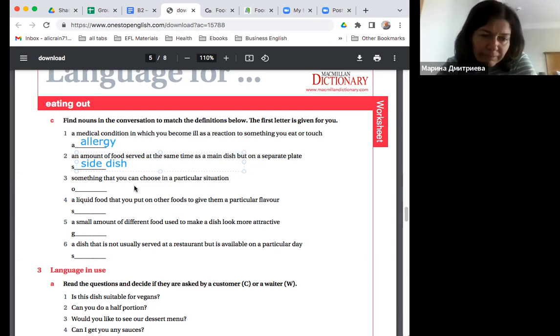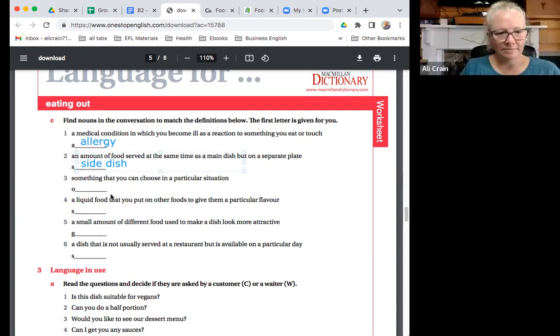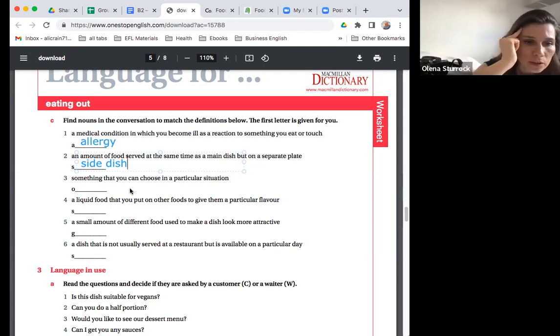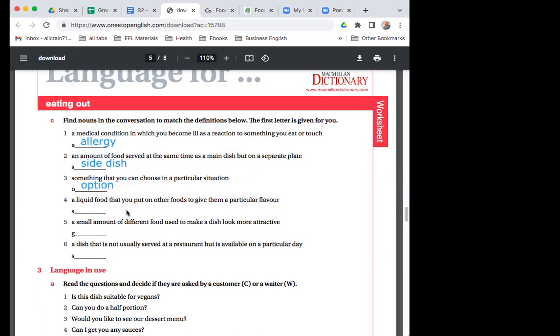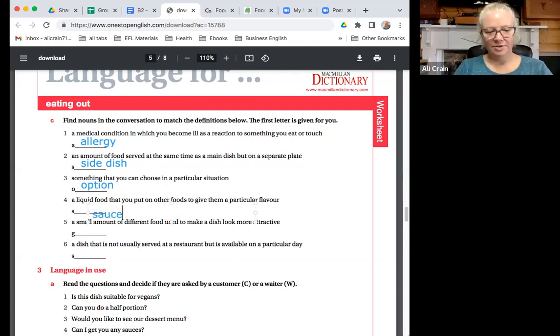Okay. All right, Elena. Something that you can choose in a particular situation. Is it optional? Yes. Correct. Good. All right, Svetlana, number 4. Liquid foods that you put on other foods to give them a particular flavor, maybe spices, sauce. Sauce. Good. Sauce.